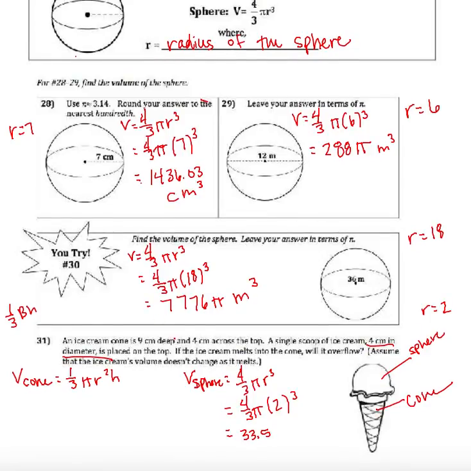Now we need to find the volume of the cone. It tells us that our cone is 9 centimeters deep, so the height of the cone would be 9, and it's 4 centimeters across. It's 4 centimeters across the top, so across the top would be the diameter. Because we want the radius, we're going to half it, so our radius would be 2. So we plug into our formula, 1/3 pi times 2 squared times 9.